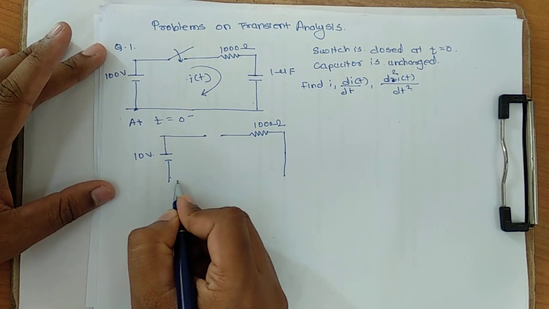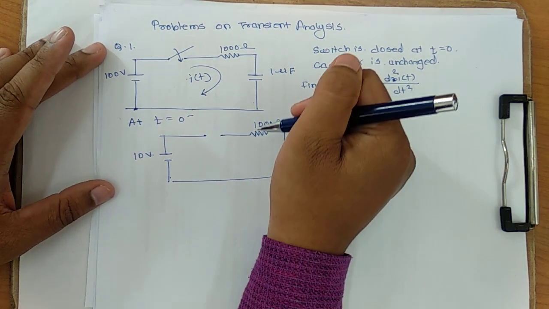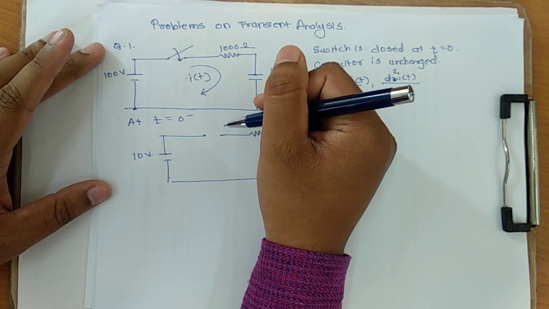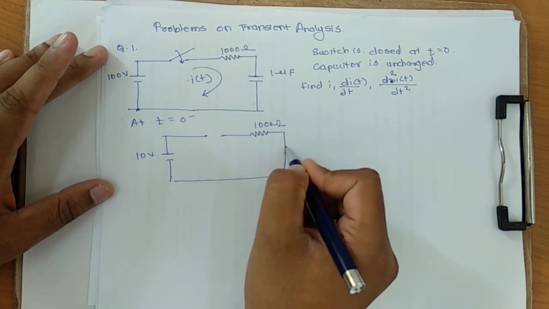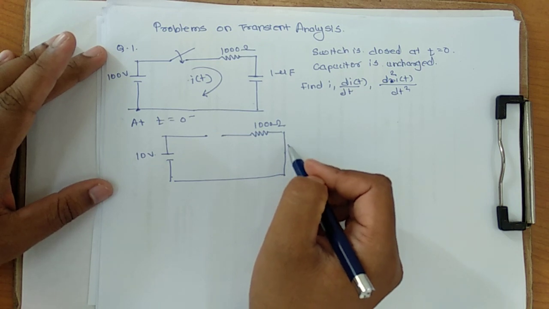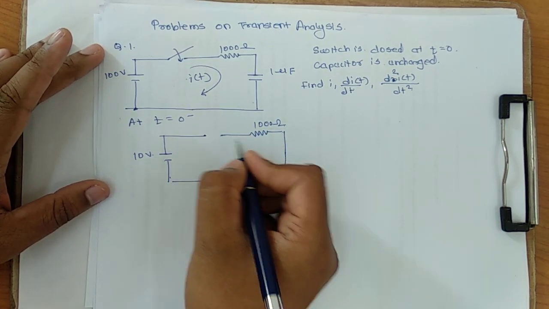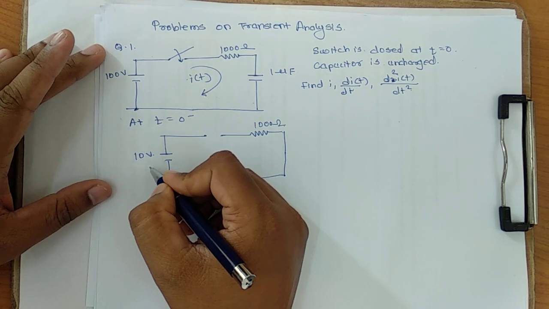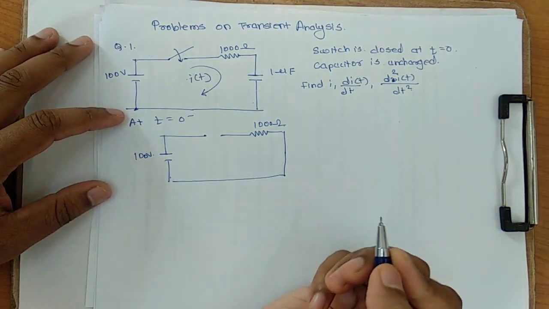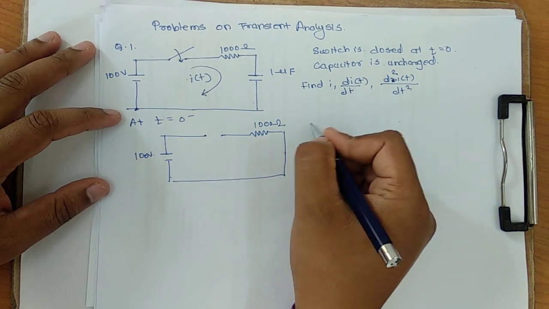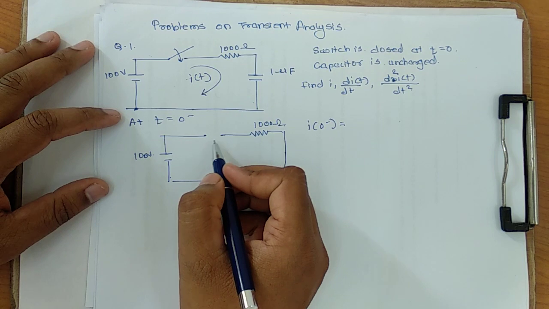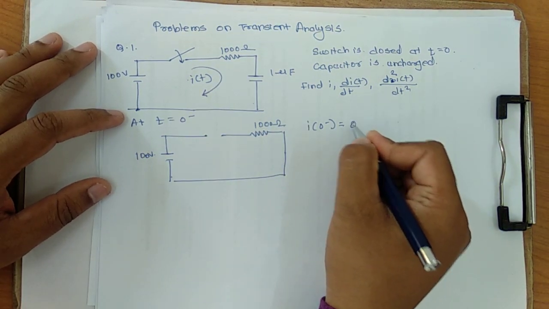is now short because there was no change in the current, means there is no switch on, so the capacitor works like a short circuit. Now the voltage is 100 volt. Now I want to calculate i of 0 minus. What will be i of 0 minus? It is an open circuit, means i of 0 minus will be 0.